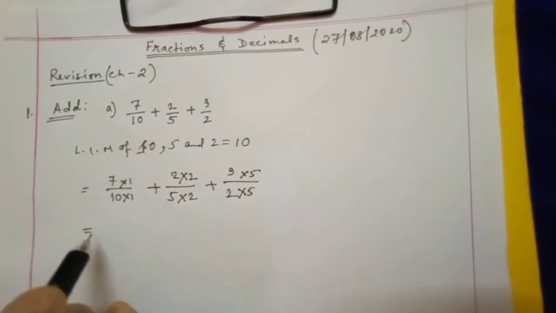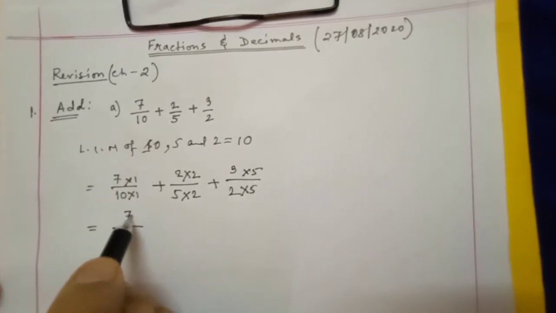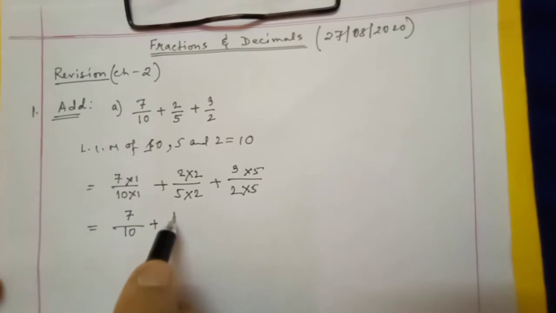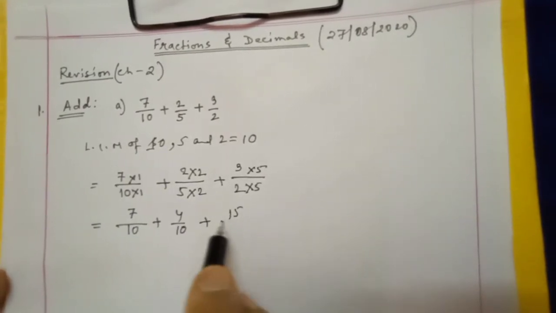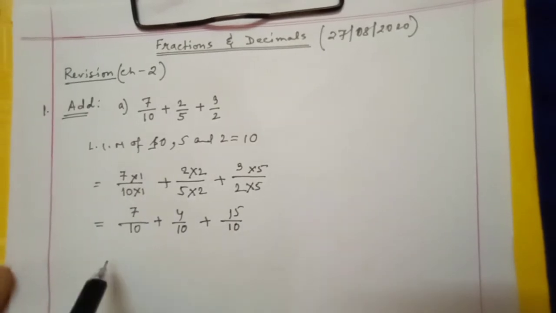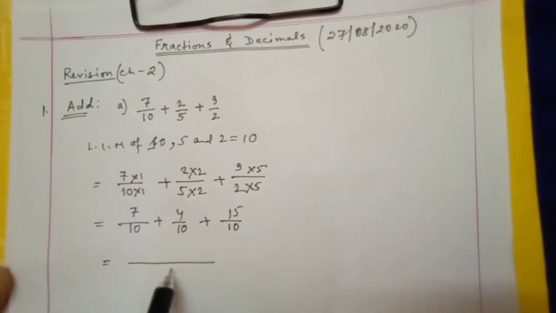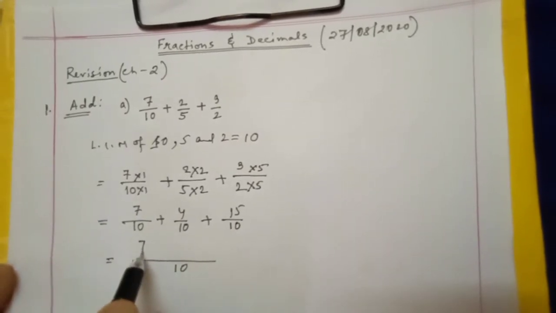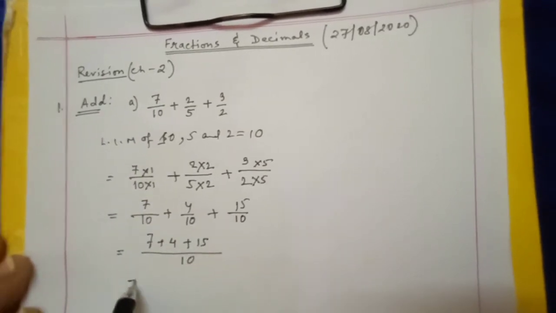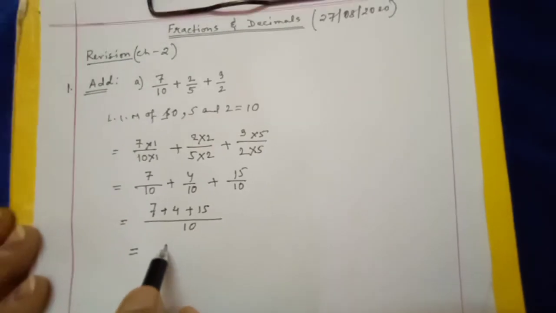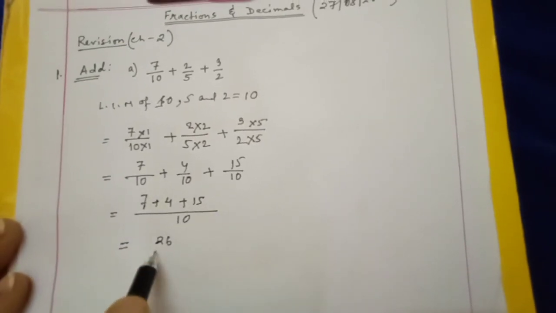Now what can you see? It is 7 by 10. It is 4 by 10. And it is 15 by 10. Now as the denominators are the same, you can take the denominator and add 7 plus 4 plus 15. What will you get? You will get 26 by 10.